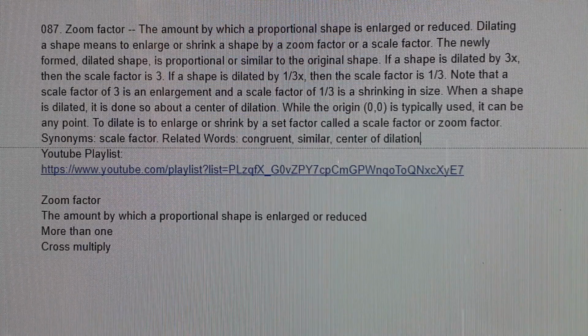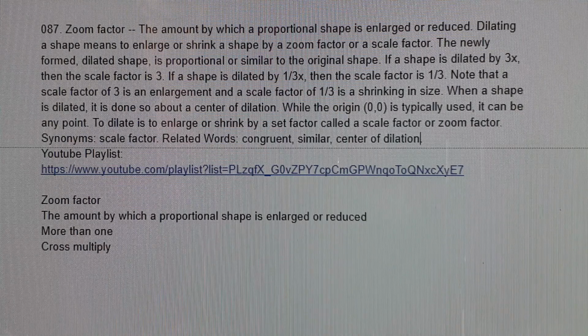Zoom factor: the amount by which a proportional shape is enlarged or reduced. Dilating a shape means to enlarge or shrink a shape by a zoom factor or a scale factor. The newly formed dilated shape is proportional or similar to the original shape.